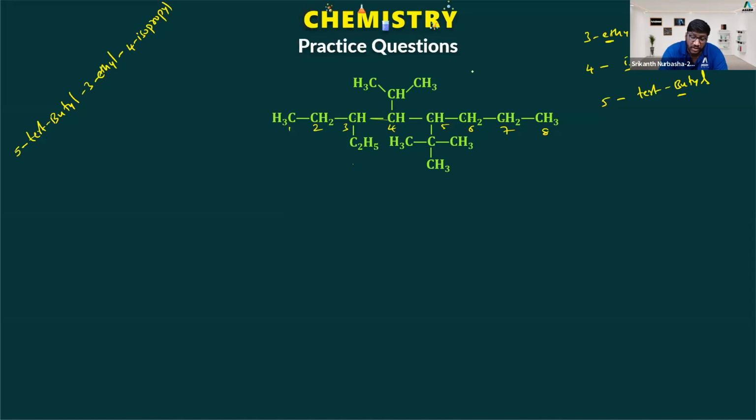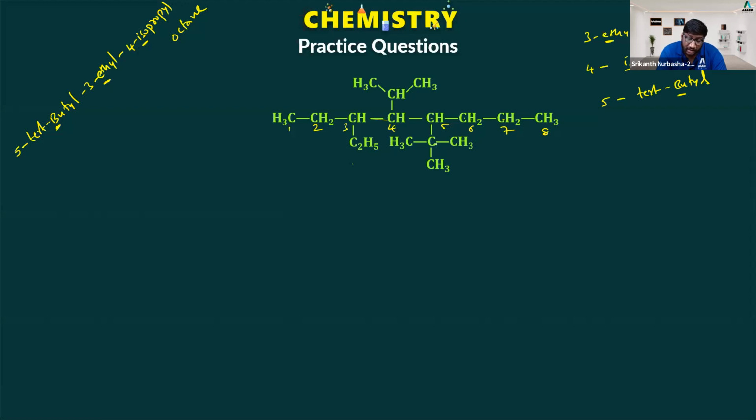Primary prefixes: there is no cyclo compound, and the root word is 8 carbons, oct. Carbon carbon single bond linkage is there, so oct plus ane, and no functional group, so octane. So in 5 tertiary butyl, I have to consider B, E, and I. Yes or no? So this is how you can name it.